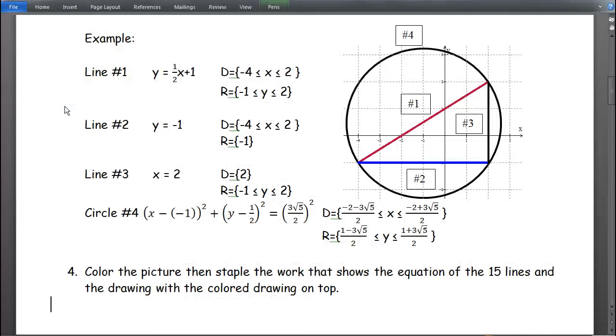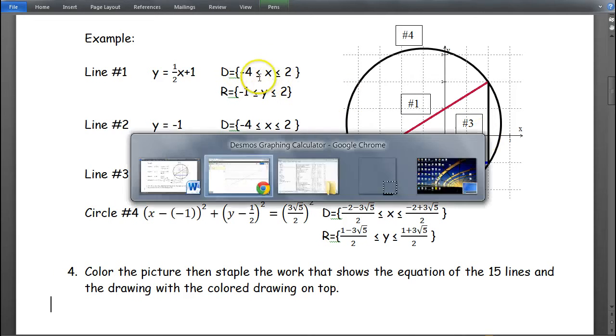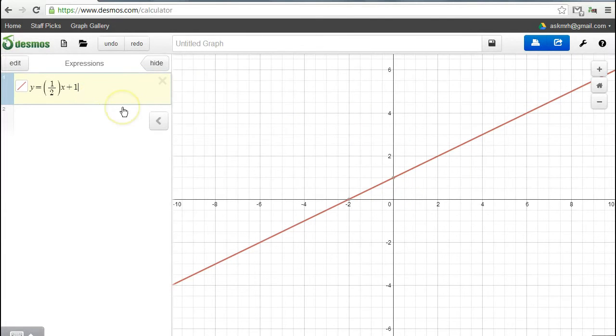Now, this line doesn't look like the picture, right? How do I make it so that it just goes from, look at my domain. It goes from negative 4 to 2. I even wrote down the domain, right? So how do I graph this? Because if I don't put any domain, the line is going to go forever, so I'm not going to get this triangle.